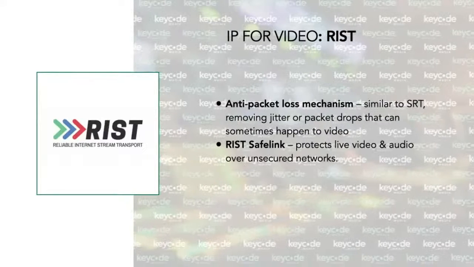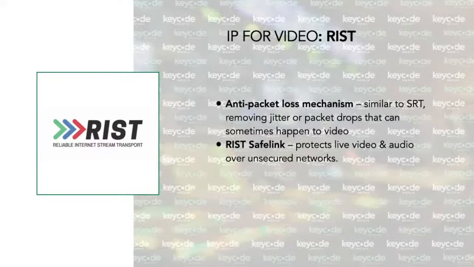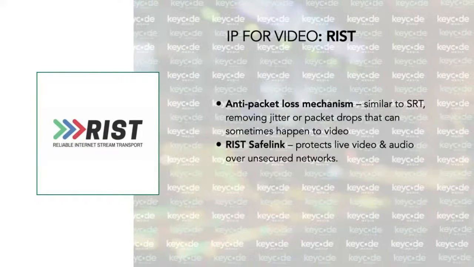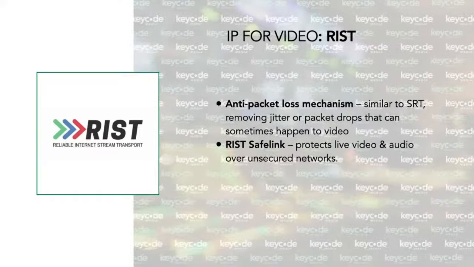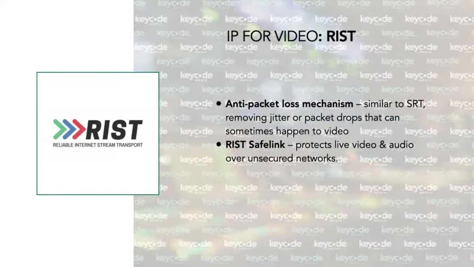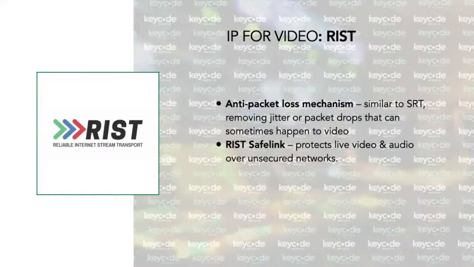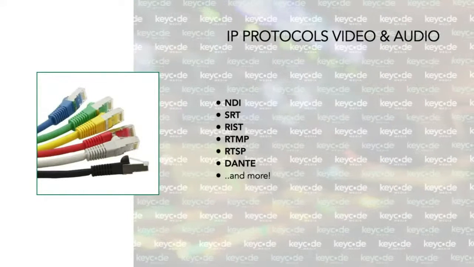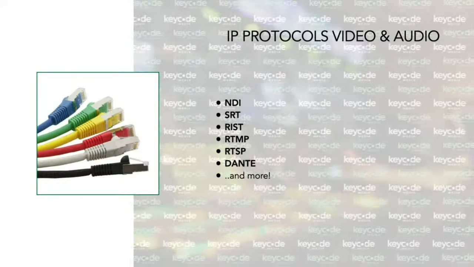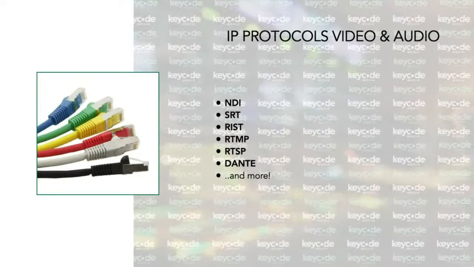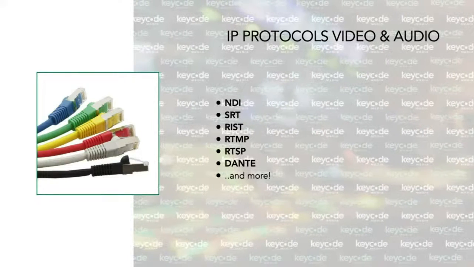RIST. The Reliable Internet Stream Transport Protocol is similar to SRT, containing a special packet loss algorithm that reduces error, providing a high quality and highly reliable broadcast stream. RIST is unique when it comes to protection. RIST SafeLink protects live video and audio over unsecured networks. There is also RTMP streaming, which is arguably on its way out, but is used heavily by Flash and mobile iOS and Android streaming apps, and Dante and AES-67 for audio, and many more that we're not listing here.